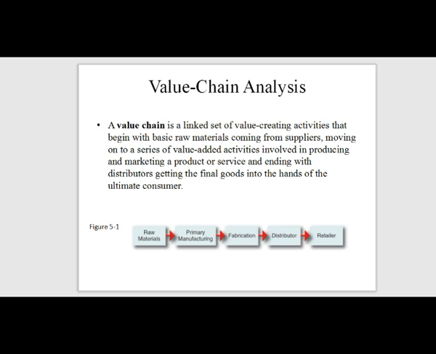Value chain analysis. A value chain is a linked set of value-creating activities that begin with basic raw material coming from suppliers, moving on to a series of value-added activities involved in producing and marketing a product or service, and ending with distributors getting the final good into the hands of the ultimate customers. So the idea here is that as the product moves from one section to the other, value is being added to the product, from raw material to primary manufacturing to fabrication to distribution, and of course at the end to the retailer. At each stage, value is being added to the product.